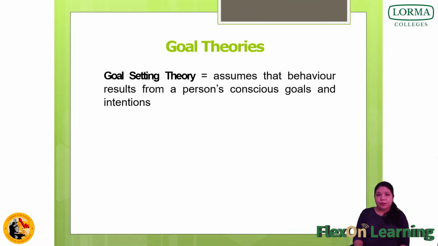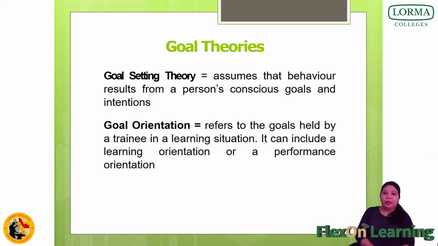Next is the goal theories. This is still a part of learning theory. Goal setting theory assumes that behavior results from a person's conscious goals and intentions. If he has a goal that he needs to achieve, that's the time that person will do something in order to attain that goal. Okay, goal orientation refers to the goals held by a trainee in a learning situation. It can include a learning orientation or a performance orientation.